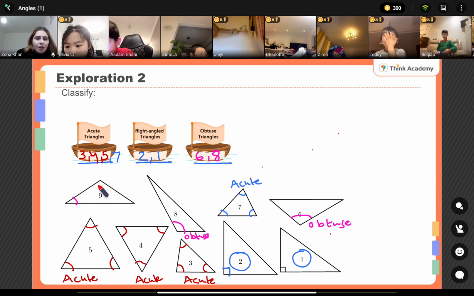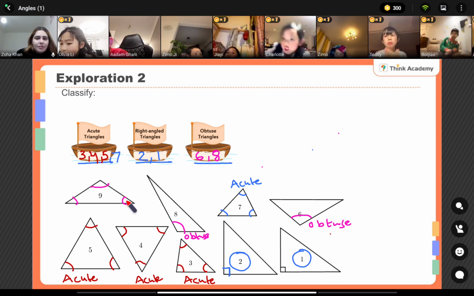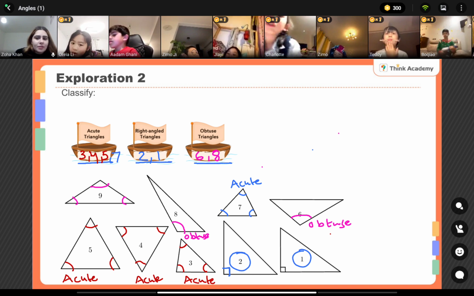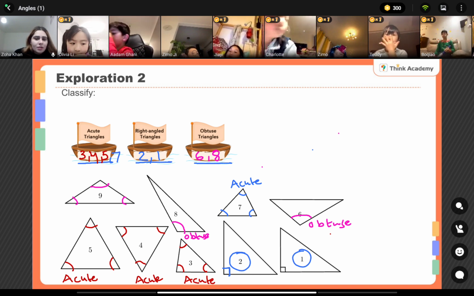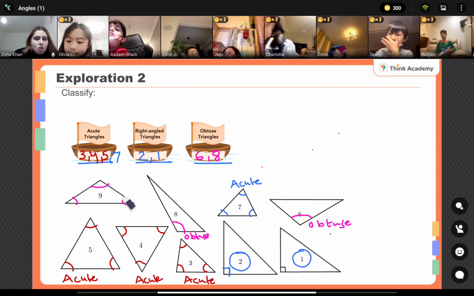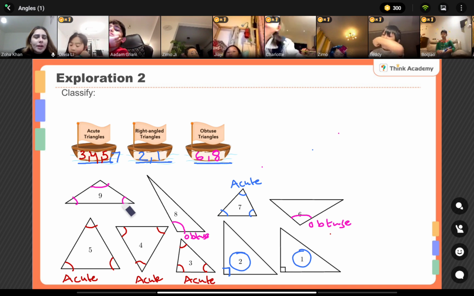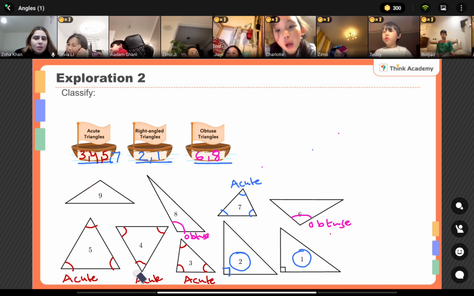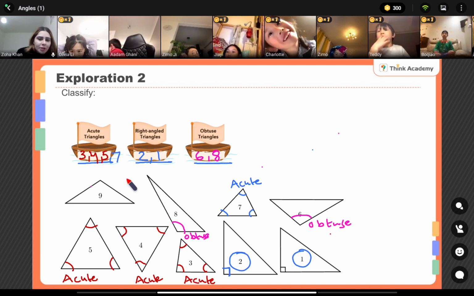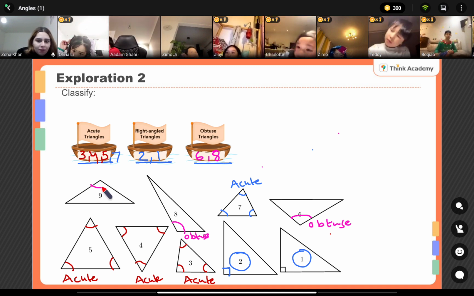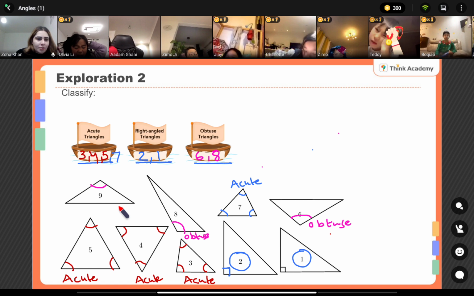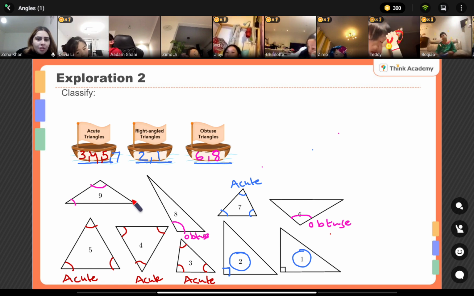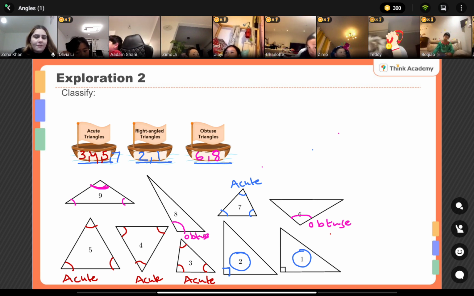Okay, let's have a look. Is it really acute? No, it's not. Jaden, what kind of a triangle is that one? It's obtuse. Good, because look, over here, we have a bigger angle. This is an obtuse angle. These two angles are acute, but this angle over here is bigger, so it's obtuse. Okay, very, very well done.